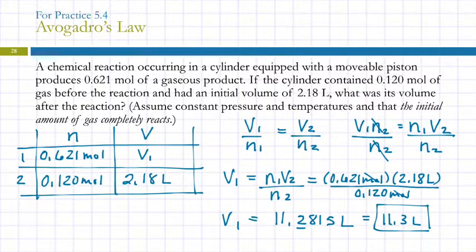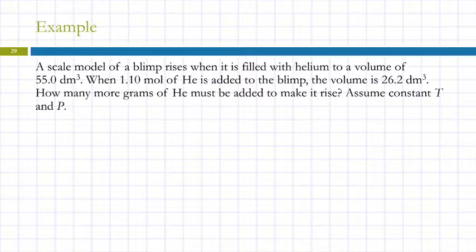These simple gas law problems are very similar. You just have to choose the correct equation. Here's another one. This one involves a little more thinking. A scale model of a blimp rises when it is filled with helium to a volume of 55 cubic decimeters. When 1.1 mole of helium is added to the blimp, the volume is 26.2 cubic decimeters. How many more grams of helium must be added to make it rise? Assume constant temperature and pressure. Well, we can approach this the same way by just identifying what all these numbers are.